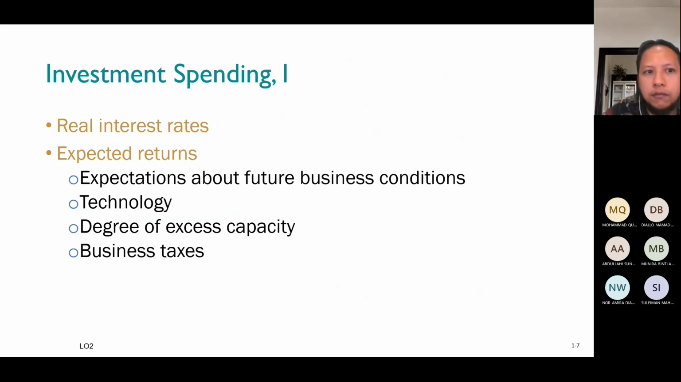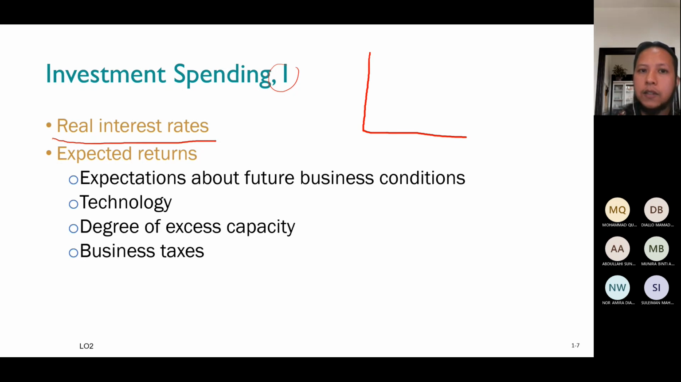The next factor is investment. So this is another component of aggregate demand. Investment, represented by I, is influenced primarily by real interest rate. If you remember last week, in terms of the relationship of interest and investment, interest is here, investment here. Basically the curve is a downward sloping curve.